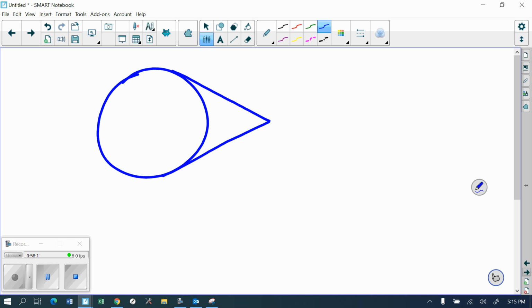Two tangents from the same point are always congruent. So if they told me this was 8, this has to be 8. Remember, they're both also 90 degrees to the center of the circle because they're tangent.